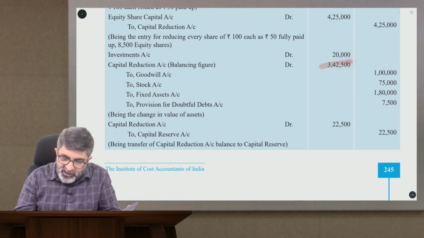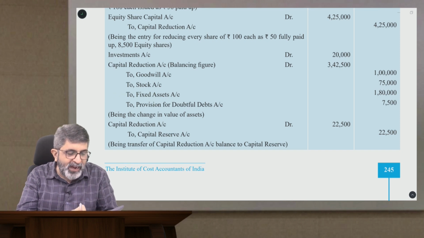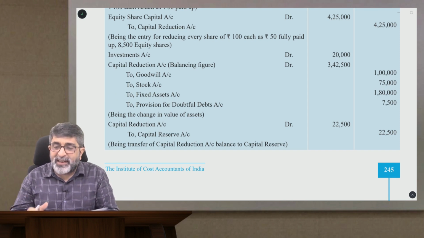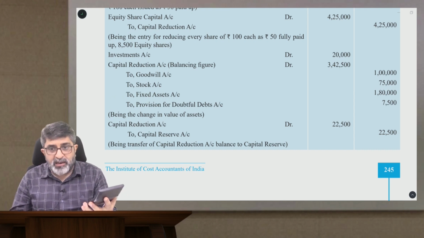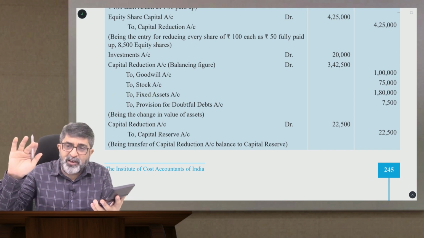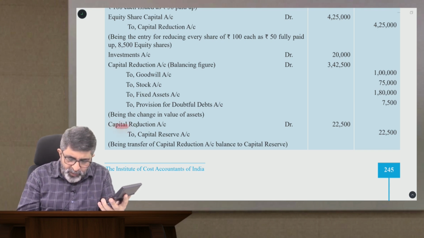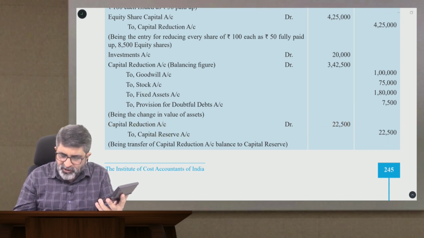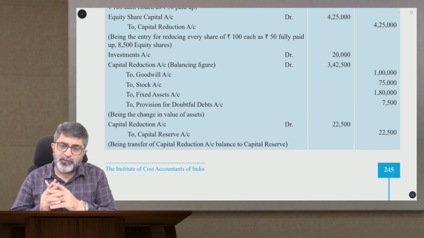Then I have again debited the capital reduction account by 3,42,500. So I add 3,42,500. And the net credit balance that I am finding in the capital reduction account is 22,500. This indicates a surplus which we need to transfer to capital reserve. The transfer entry will be capital reduction account debit to capital reserve account 22,500, and your balance gets knocked off.